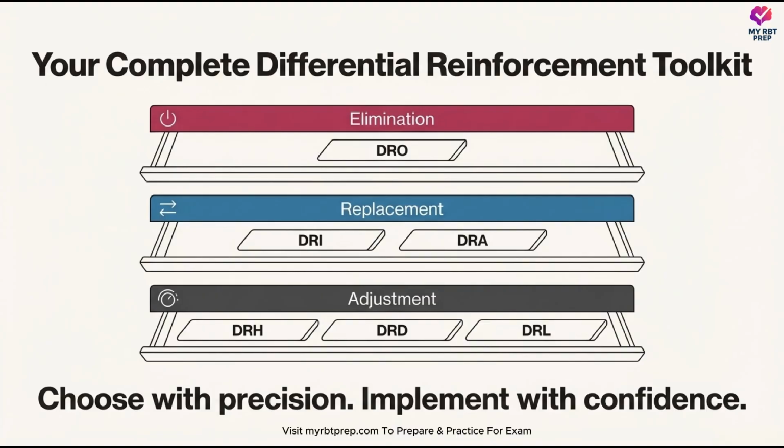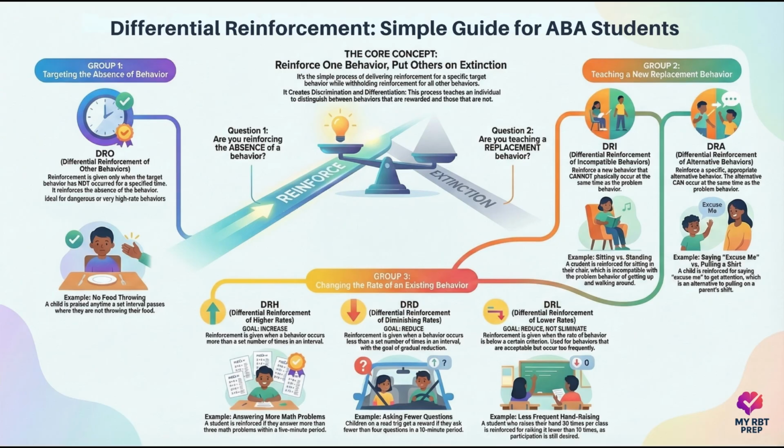Don't just pick a reinforcement schedule at random. Decide first, are you eliminating, replacing, or adjusting? That decision dictates the tool. Behavioral analysis is essentially investment management. You are investing your attention, your currency, into the behaviors you want to see grow, while simultaneously cutting off funding to the behaviors that need to go bankrupt. That's the logic behind the balance scale you see right in the center, reinforcement versus extinction.